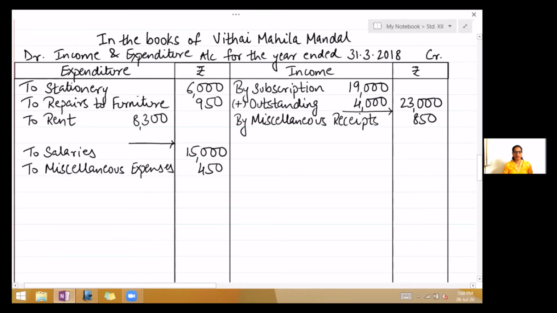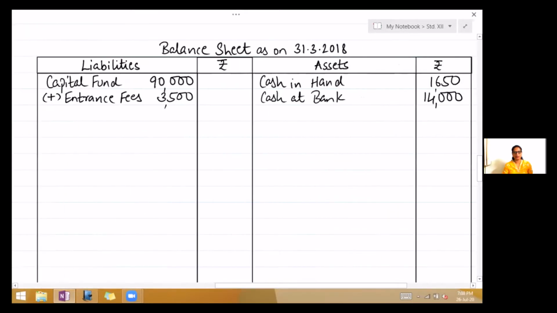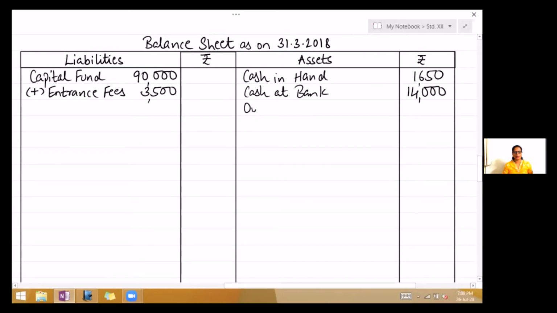Now second effect of an outstanding income will be shown on the asset side of the balance sheet. So on the asset side, write outstanding subscription 4,000. Third adjustment says entrance fees are to be capitalized. We have already done that. Fourth says rent paid includes 800 paid for April 2018. Now we are preparing the accounts up to 31st March 2018. So April is next year.